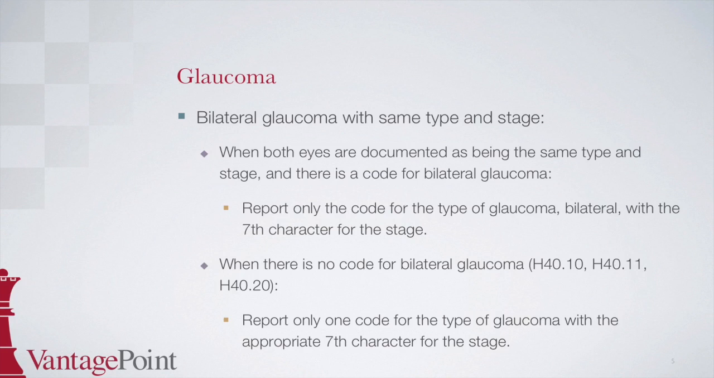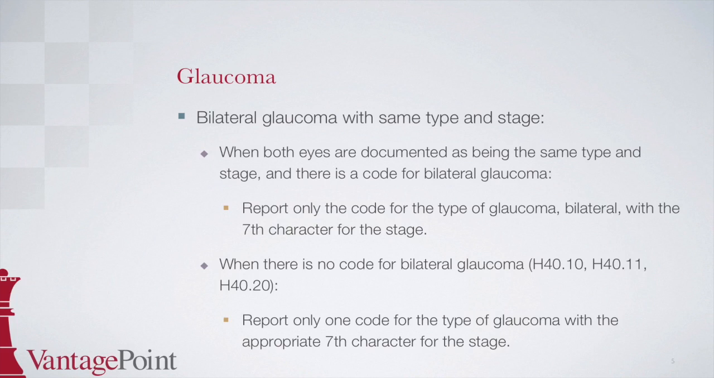If the patient has bilateral glaucoma of the same type and same stage, you're only going to use 1 code, which will include the type of the glaucoma, the location, and the stage, such as H40.33X1, which is glaucoma secondary to eye trauma, bilateral, mild stage. So that 1 code is telling us not only does the patient have glaucoma and the type, which is secondary to eye trauma, the location, which is bilateral, and the 7th character of 1 is for mild stage glaucoma.